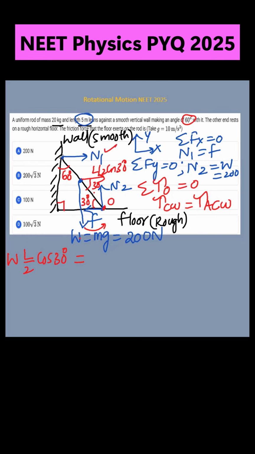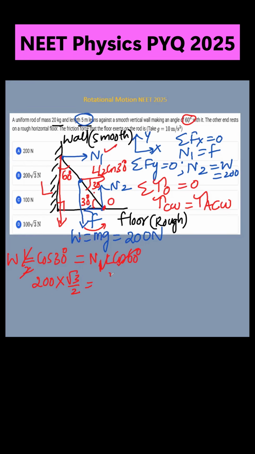Clockwise is the normal, and its perpendicular distance is L into cos 60. So N1 L cos 60. L and L cancel. Cos 60 is 1 by 2, which cancels. Weight is 200 and cos 30 is root 3 by 2. That is equal to N1 we have.